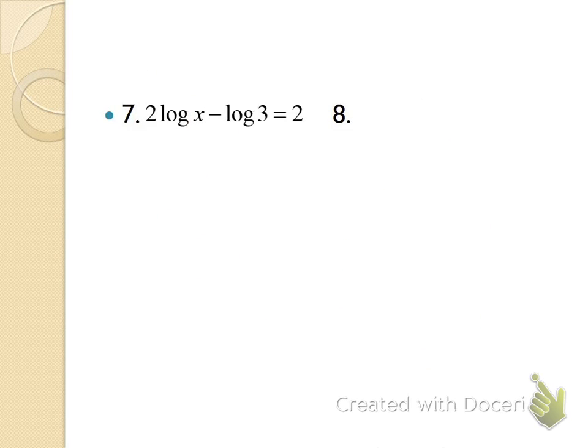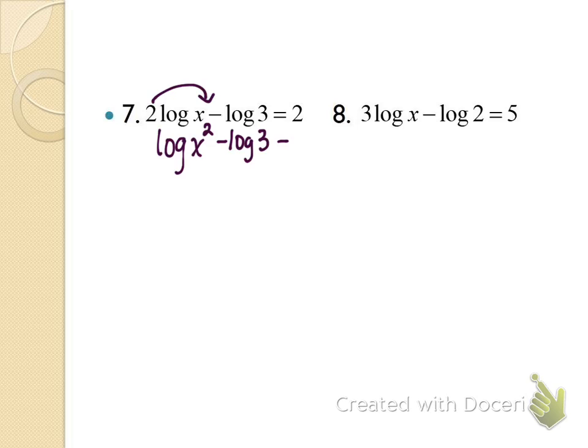Okay. Let's try number 7. Now these ones get a little more interesting because we would actually be able to use some of our properties. This is when it gets a little more challenging. What can I do with this number out in front of the log? Where could I put it? Okay, it can become a power on the x. So we would have log of x squared minus log of 3 equals 2.